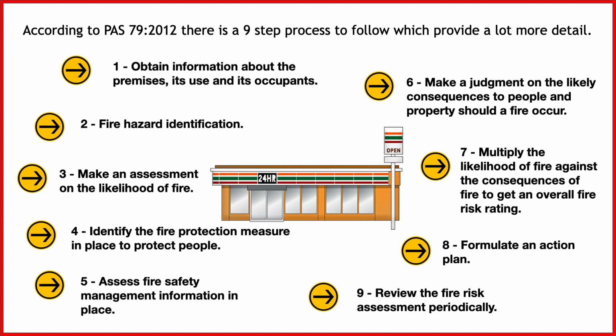7. This is where you'll get your overall risk rating from. So taking into account steps 3 and 6, multiply the likelihood of fire against the consequences of fire to get an overall risk rating. So is the risk rating tolerable? Is it intolerable? And how strong is that risk of fire occurring? 8. Formulate an action plan. What needs to be done to manage this risk? Is there remedial work that needs to be carried out to lower the risk from intolerable to tolerable?